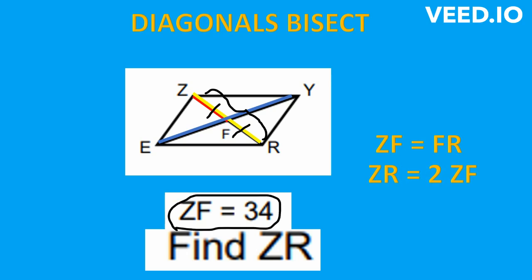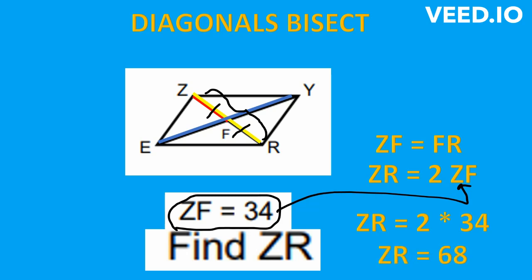We know ZF is 34. Let's substitute that value in here. So ZR is equal to 2 times 34. So we have arrived at the calculation.